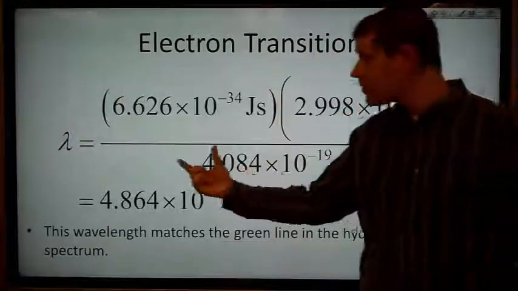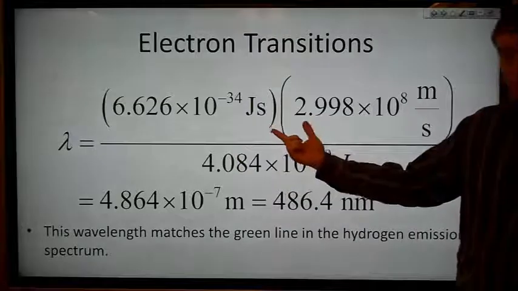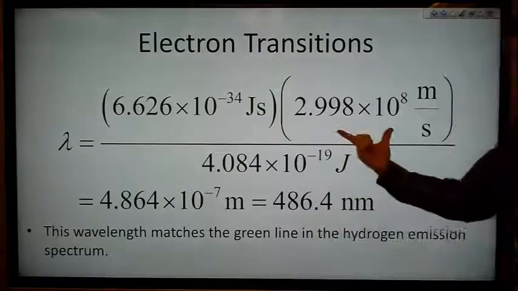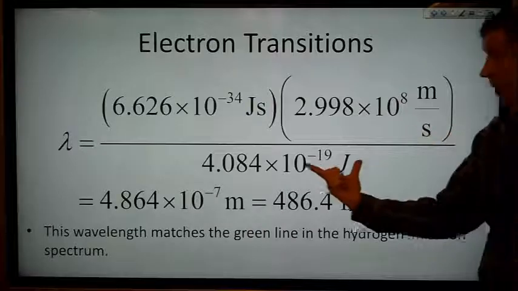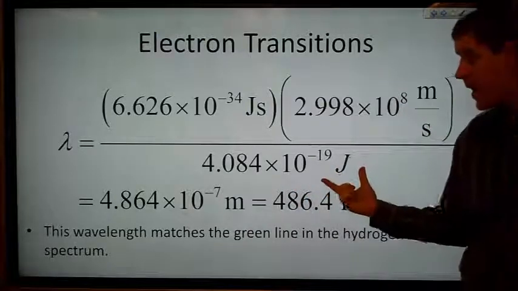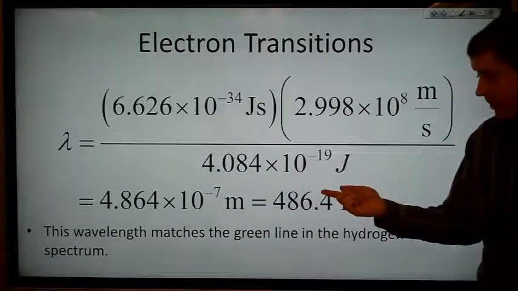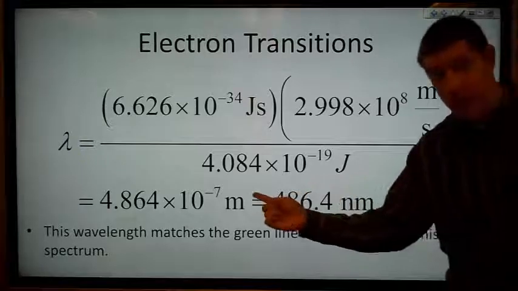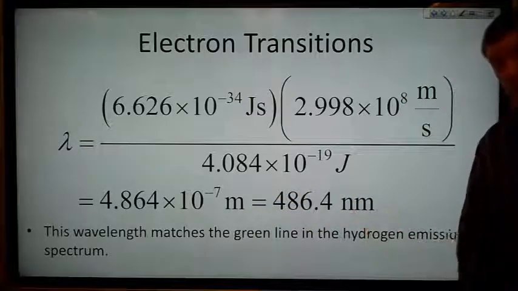So we can plug in our values. Plug in Planck's constant, 6.626 times 10 to the minus 34 joule seconds. Plug in the speed of light, 2.998 times 10 to the 8th meters per second. Divide by our energy, 4.084 times 10 to the minus 19th joules. And that gives us 4.864 times 10 to the minus 7 meters, which is small because it's 10 to the minus 7. That's 486.4 nanometers.